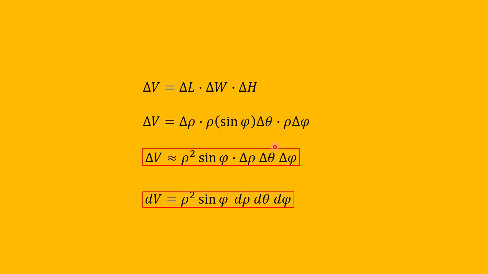So when we do integration by looking at Riemann sums, when we need the differential of volume, it will be rho squared sine phi d rho d theta d phi.